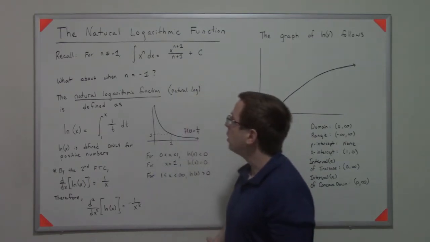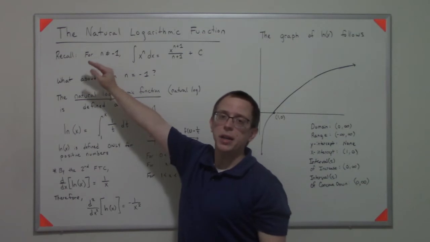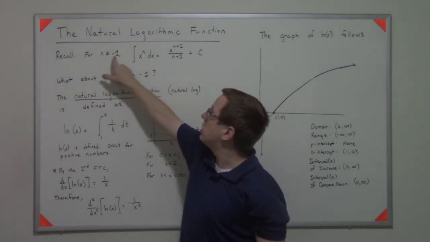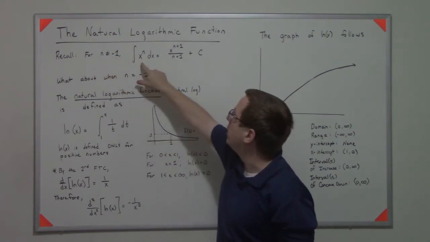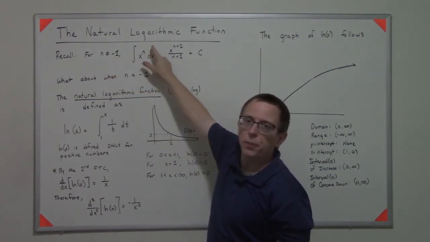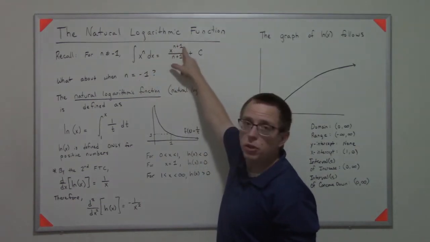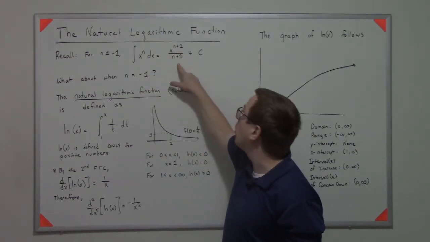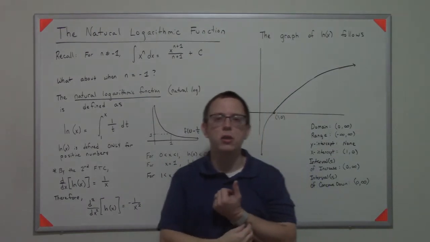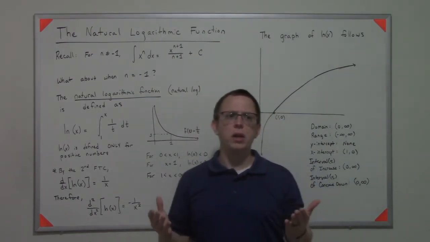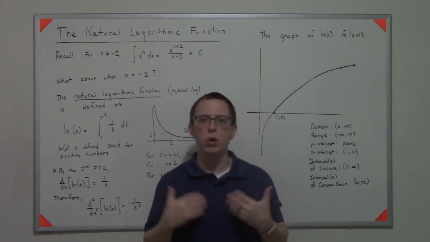So if we go back to the idea of the power rule for integrals, we know that as long as the power is not -1, the way you take the antiderivative of x to a power is you add 1 to the power and then divide by the new power, and then of course add your arbitrary constant. But the question becomes, what happens when the power is -1?